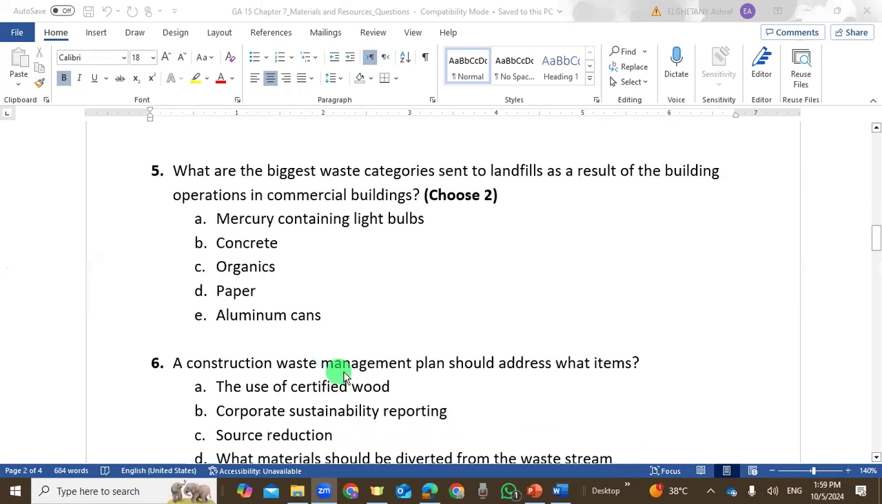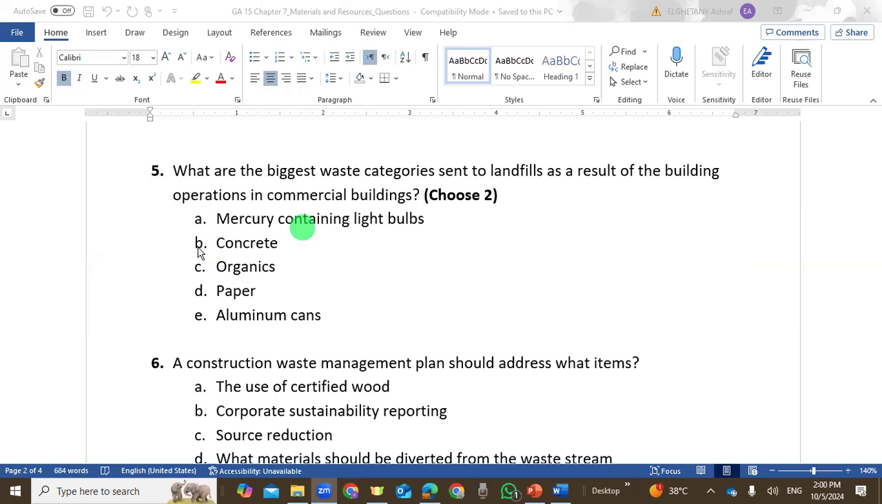Question number 5. What are the biggest waste categories sent to landfill as a result of building operation in a commercial building? Here you need to be smart. I told you waste stream: glass, plastic, metal, cardboard, right? But in here, it will not be like this. It's a commercial building, guys, commercial.